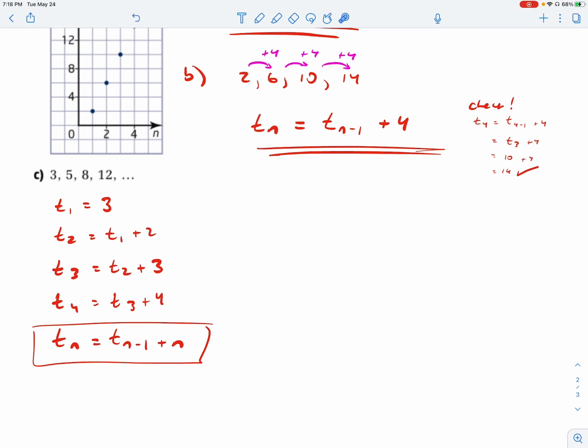And you might say, Mr. A, that's not really that great because this is the previous term, but then what's n? It's just the term number. So it's still a recursion formula because we're still using the previous term to get it, even though there's an n in here.